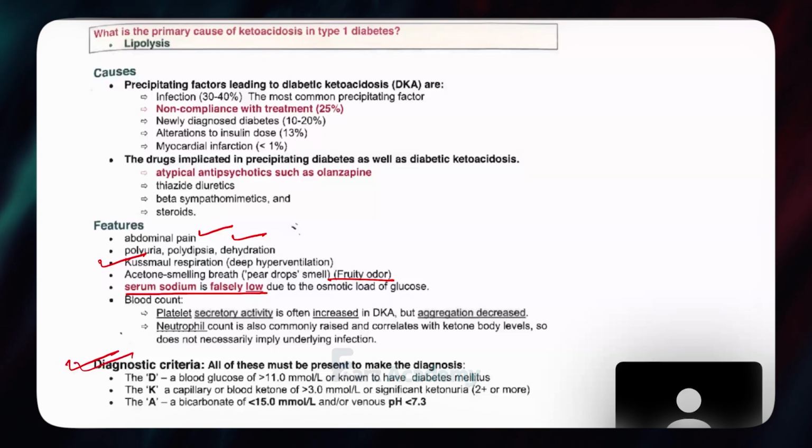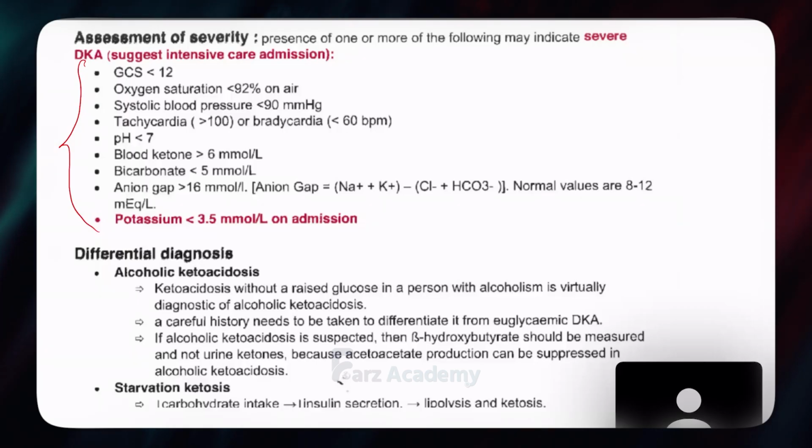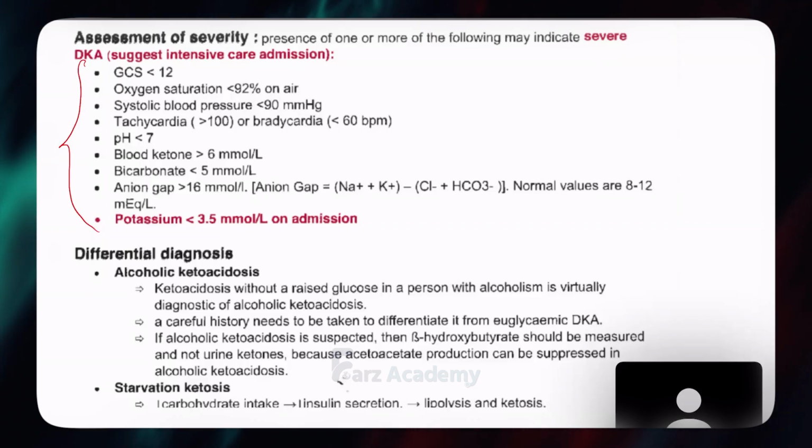Diagnostic criteria, again the values you need to know: glucose more than 11, ketones more than 3, bicarbonate less than 15, pH less than 7.3. Severity assessment: GCS, low oxygen saturation, low blood pressure, pH less than 7, blood ketones more than 6, potassium less than 3.5, anion gap more than 16. All of these are bad prognostic factors.